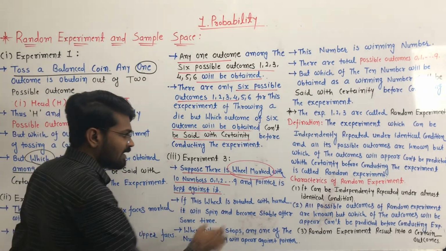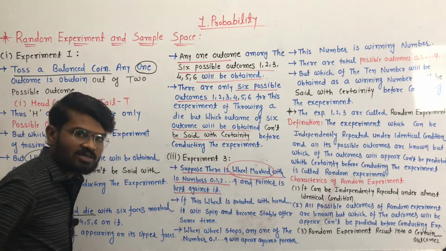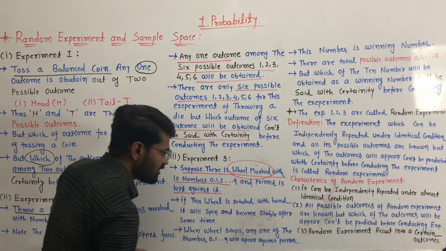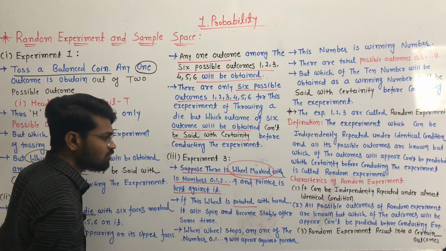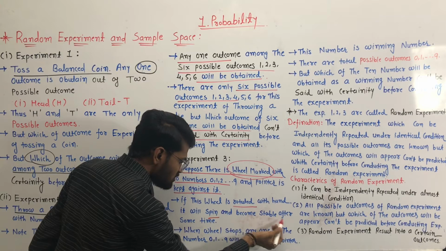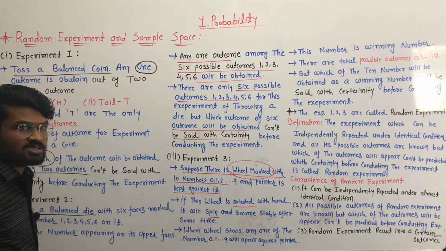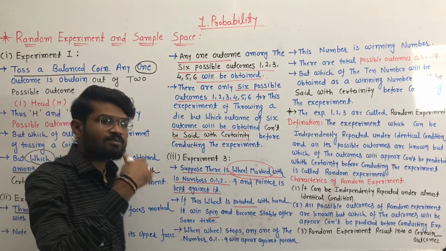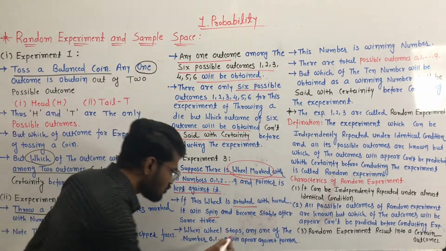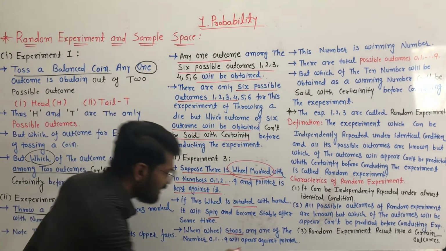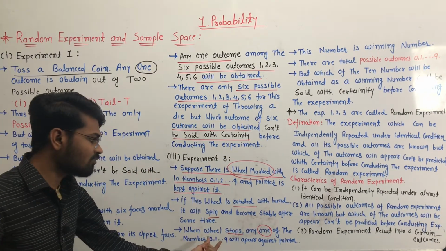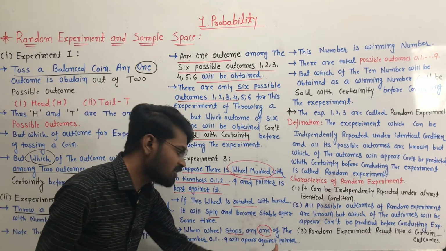Suppose there is a wheel marked with 10 numbers, 0 to 9, and a pointer is kept against it. Clear? If this wheel is rotated with hand, it will spin and become stable after some time. Okay, when the wheel stops, any one out of the numbers 0 to 9 will appear against the pointer.